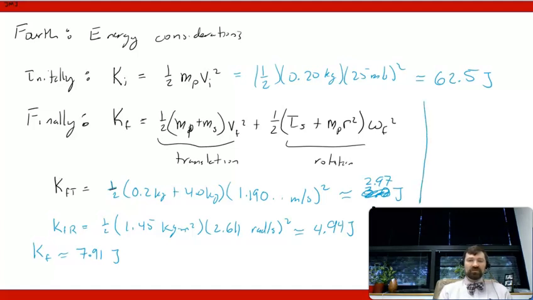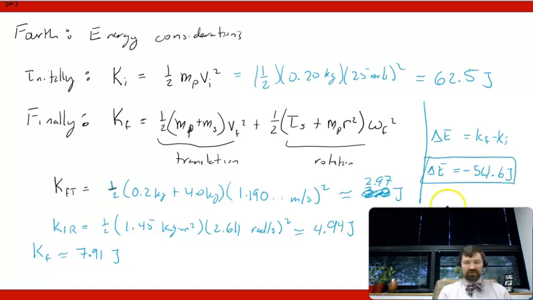So how much energy was lost? Delta E is K final minus K initial. So that is 7.91 minus 62.5. That means we have a loss, delta E loss, of negative 54.6 joules. So this is 54.6 joules lost in this collision.